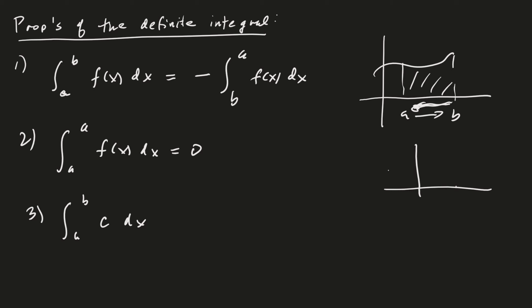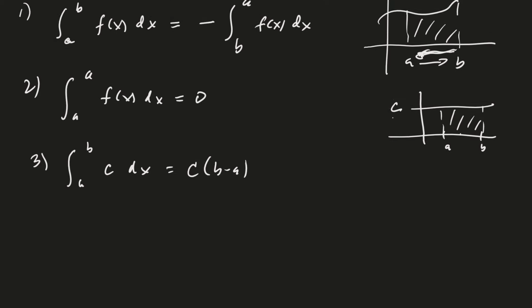Good. The next one, the integral from a to b of c dx, we've already talked about. Just as a reminder, do you remember what it was? If you have a constant function c from a to b, it's just the area of that rectangle, and so that's going to be c times b minus a. Very good.